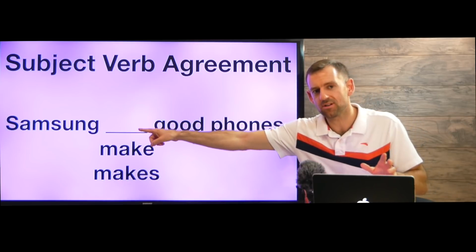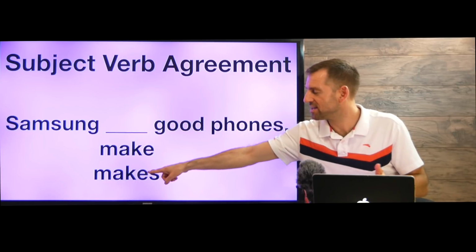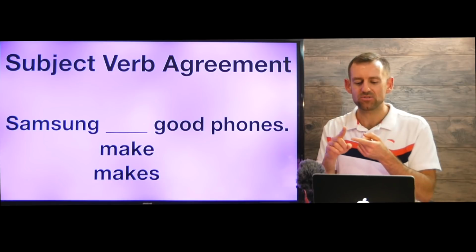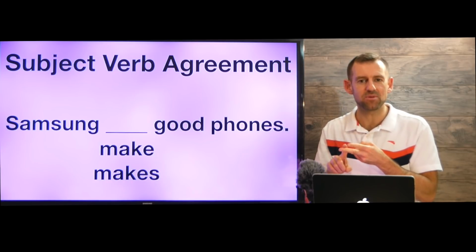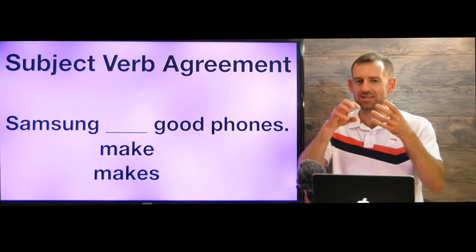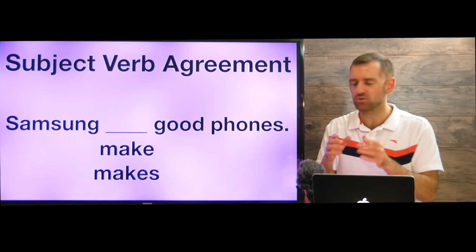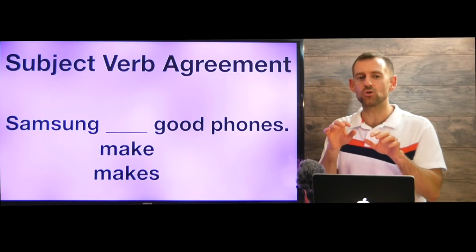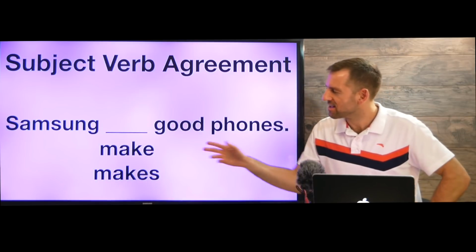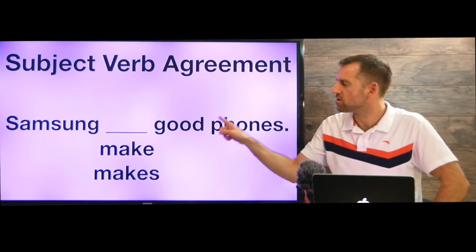If that's plural, then we need make. But if that's singular, then we need makes. Now, when I was a kid, I learned that nouns like family, team, crew, where it's one thing, but there's a lot of different people inside it, that's called a collective noun. So if you want to learn more about collective nouns, just Google collective nouns, and you'll find lots of examples. But here, the correct thing is to say Samsung makes good phones.